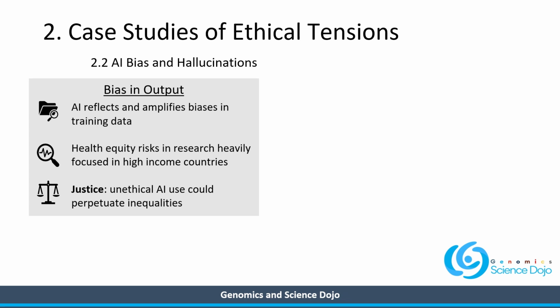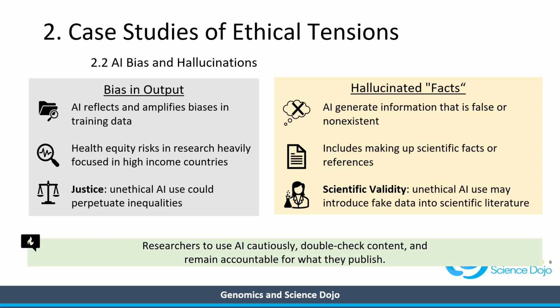Essentially, I think one of the principles that might be in tension here is justice, because unethical AI use could perpetuate these biases and these inequalities. And also, you need to be aware of hallucinated facts. That is to say, AI might generate information that is false or non-existent. And this includes not only facts, but also references.